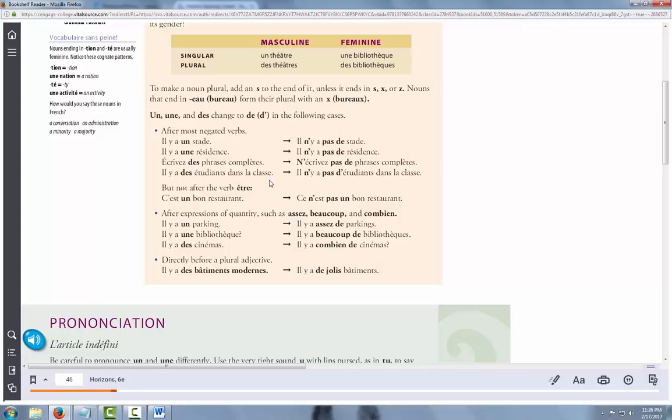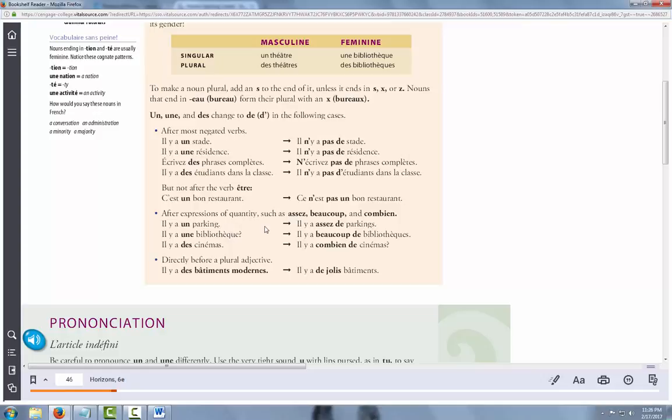Il y a des étudiants dans la classe, there are some students in the class. Il n'y a pas d'étudiants dans la classe, there are no students in the class. La classe can also mean the classroom, as in just the physical area. But not after the verb être. C'est un bon restaurant becomes ce n'est pas un bon restaurant. So after the verb être, instead of changing the un, une, and des into pas de, you're going to keep pas un, pas une, or pas des for the plural. Okay?